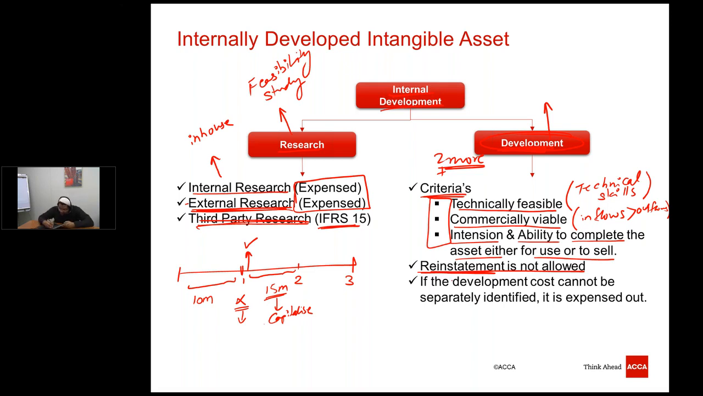And the last point is that if the development cost cannot be separately identified, if I have paid someone $20 million for both research and development, and I don't know the breakup of this 20 million, what amount is for research and what for development, what will we do? We are going to expense the entire $20 million because the breakup cannot be identified.